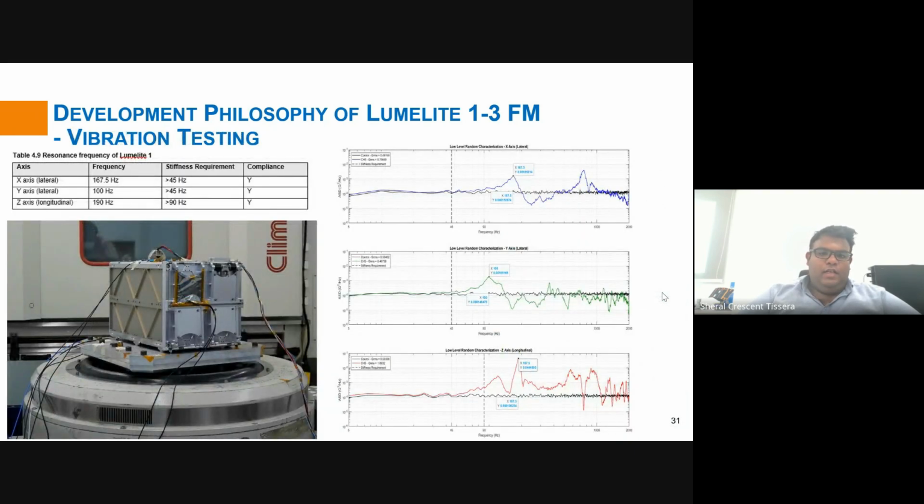Next, we have the vibration testing to meet the stiffness requirement of 45 Hertz in the lateral direction and 90 Hertz in the longitudinal direction to meet the launch service provider requirement. So for engineering qualification model, we also do the shock testing using the same shaker.